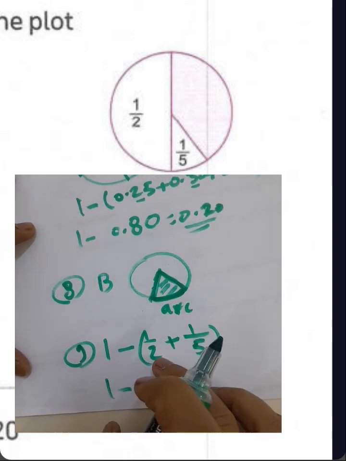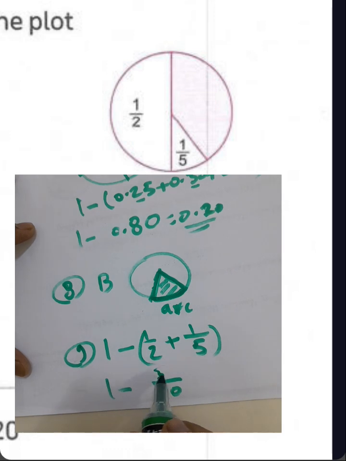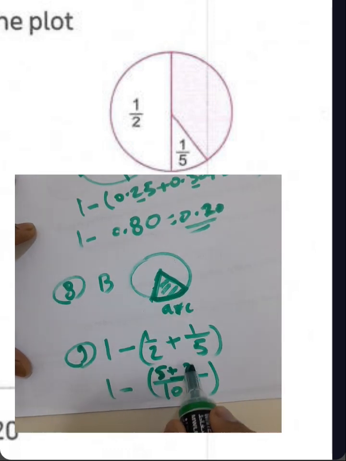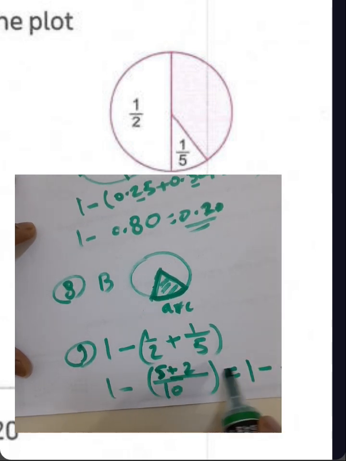10 divided by 2 equals 5. 5 times 1 equals 5. Plus, 10 divided by 5 equals 2. 2 times 1 equals 2. Then I am going to find the difference between them. 5 plus 2 equals 7 over 10.